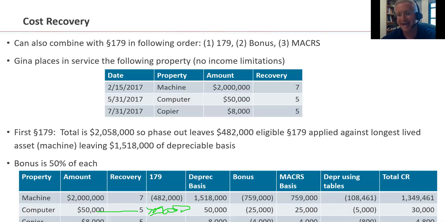Again, if this were 2018, I'd be looking at this and I'd say, machine, 100% bonus. Computer, 100% bonus. Copier, 100% bonus. It's all written off. We're done, right? Total cost recovery, $2,058,000. Adjusted basis, zero in all assets.